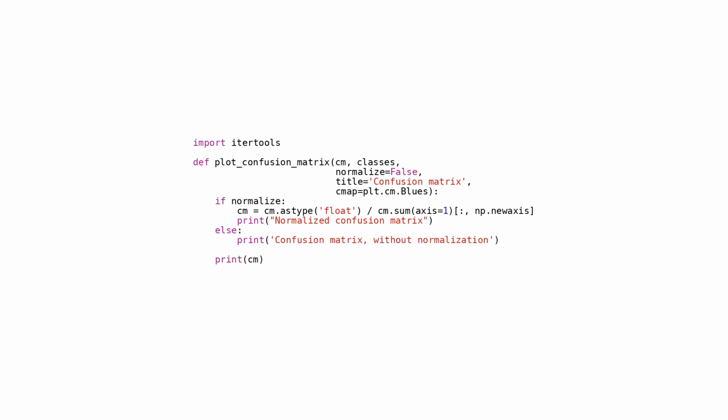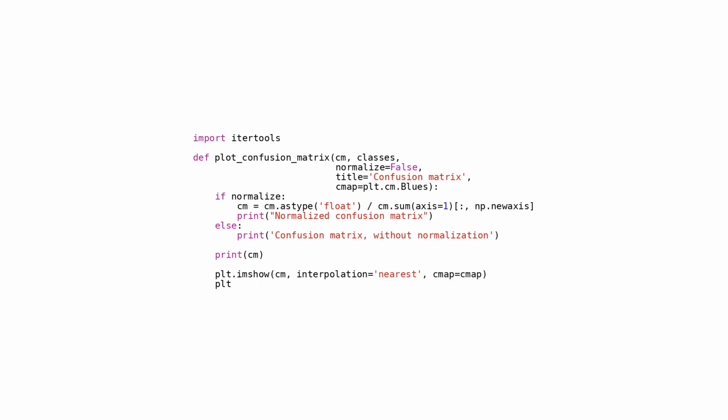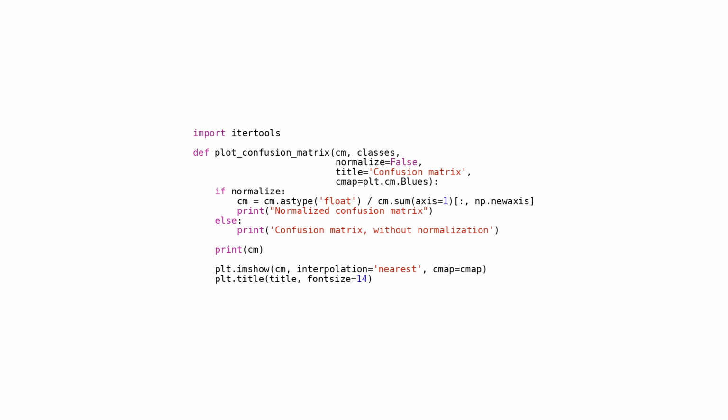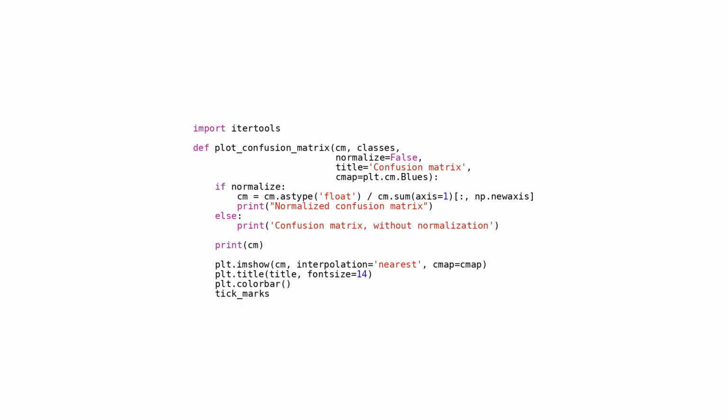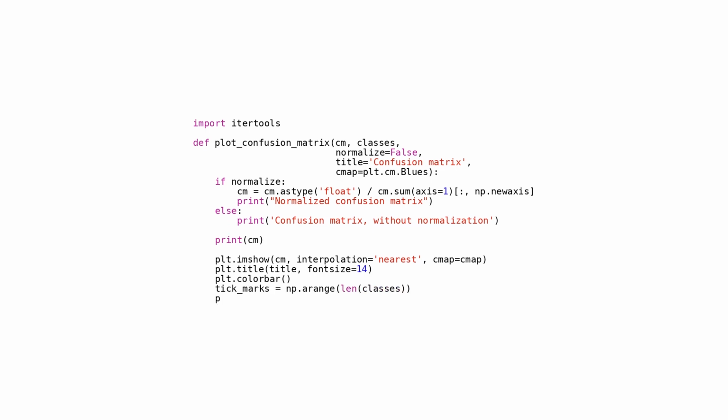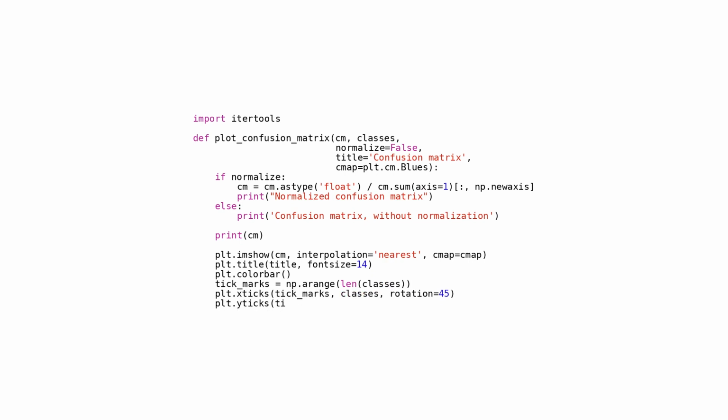It begins by checking if normalization is required and normalizes the matrix if specified. It then displays the matrix, plots it using matplotlib's imshow function with a chosen color map, sets the title, adds a color bar, assigns tick marks for classes, and labels the axes.